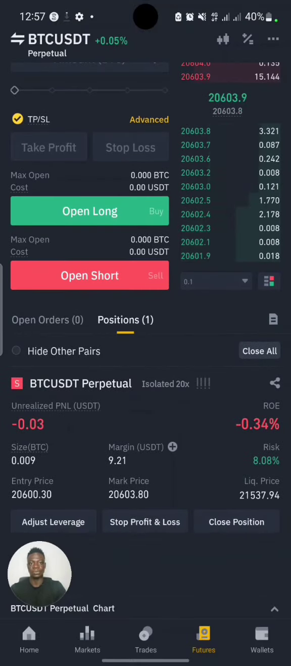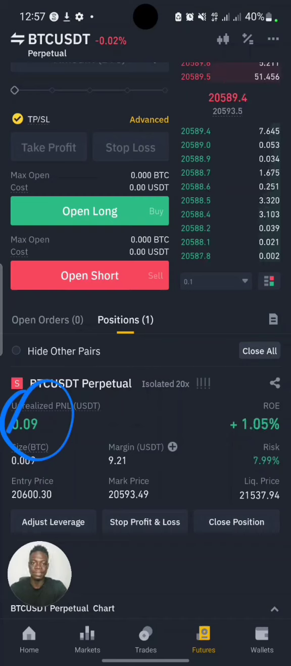Right, so because I'm shorting the market, if the market start going up, I'll be at loss. If the market start going down, I'll be in profit. So the market is going down right now. Right, so this is my profit. My profit is counting. I'm making $0.09 right now. So I'll just leave it to continue. That's how to place the trade.